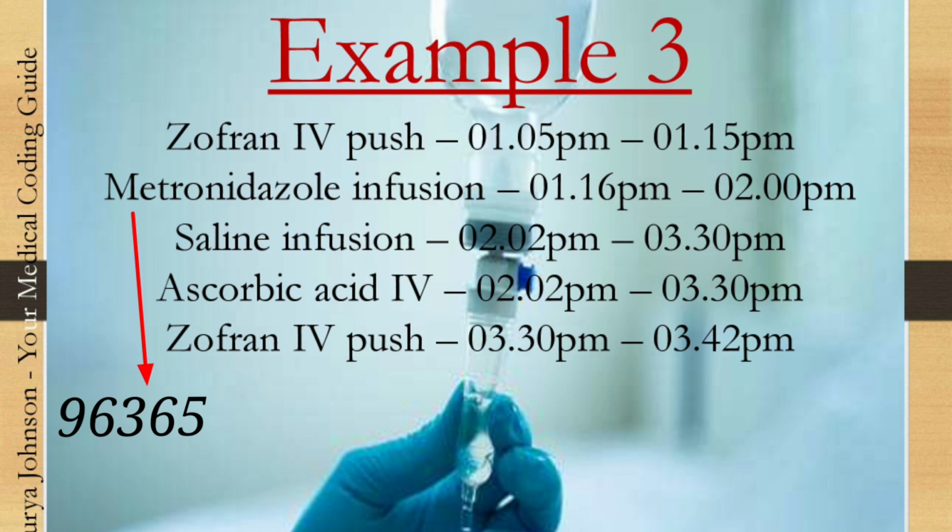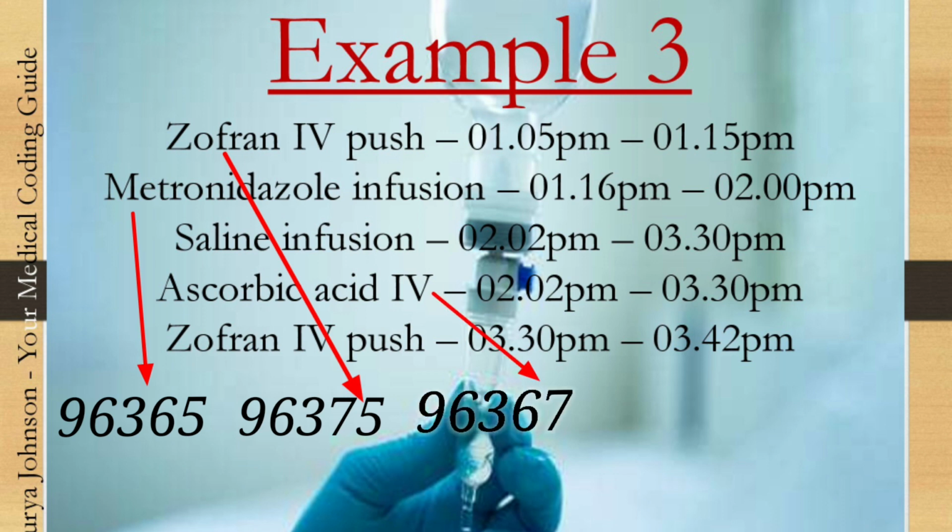That is Zofran IV push given from 1:05 to 1:15 p.m. So we'll give the add-on code for IV push 96375. Then we have the ascorbic acid IV from 2:02 p.m. to 3:30 p.m. So we'll be coding this one as 96367.